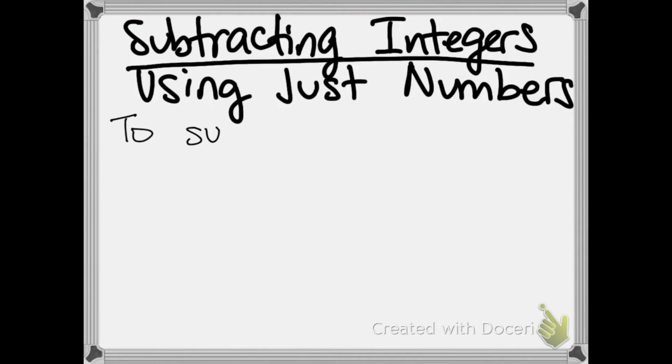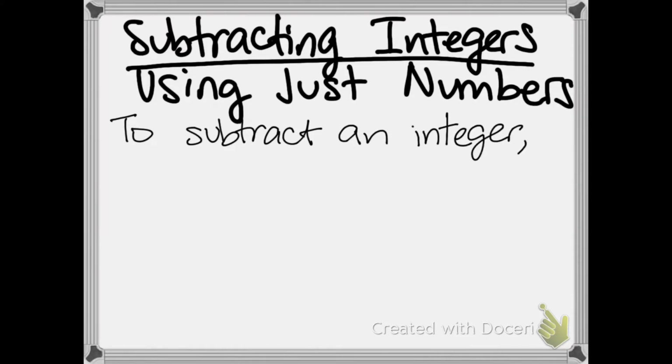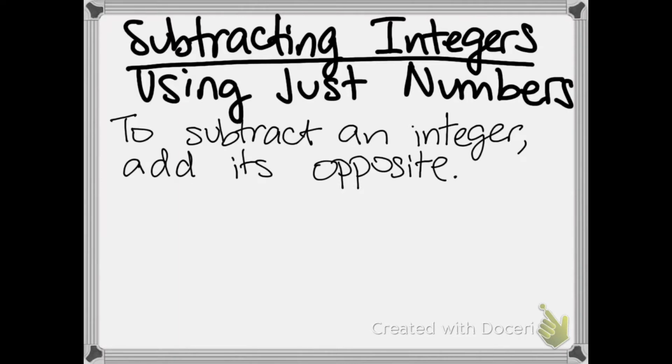To subtract an integer, add its opposite. Okay, so I'm going to highlight add, and then I'm going to highlight opposite. Those are the two important things. So let's see what that looks like.